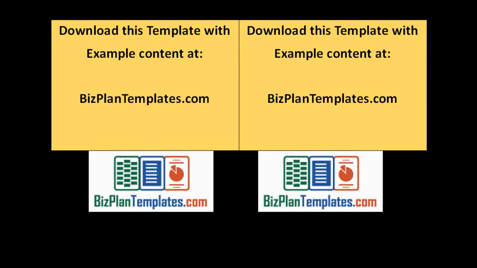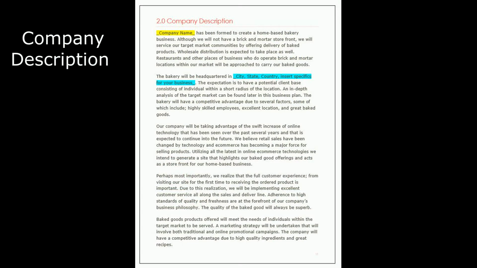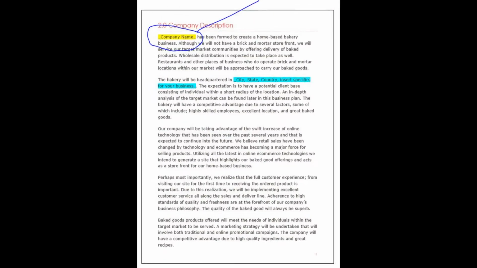Company Description Tutorial and Instructions. The next section of the business plan is the company description. This section provides a wide-ranging background and narrative explanation of the company.